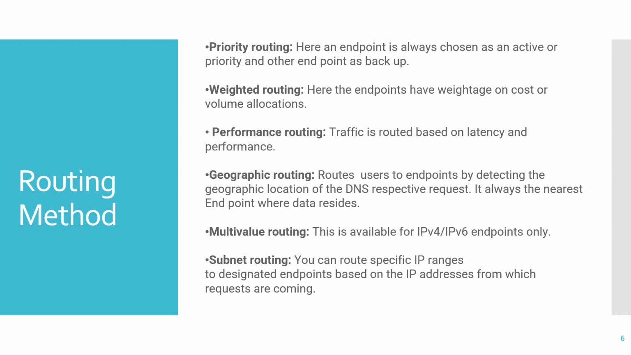In that case also, this kind of routing technique should be applied. Now, multi-value routing is based on IPv4 and IPv6 addresses. Subnet routing is about routing specific IP ranges to designated endpoints, based on the IP address from which requests are coming. So the origin of the request, based on IP ranges, goes to a specific service endpoint. That is subnet routing. That is how the routing techniques of Azure Traffic Manager work.